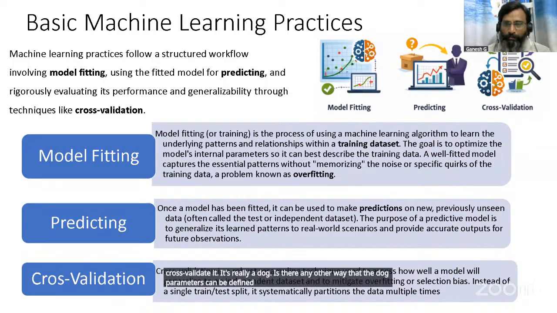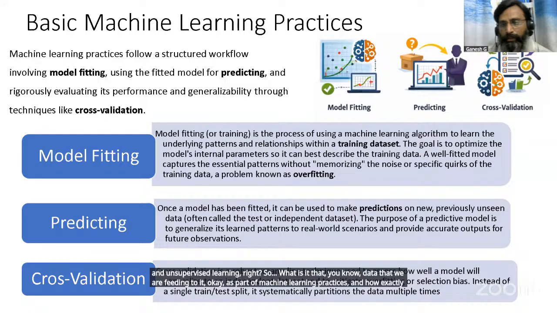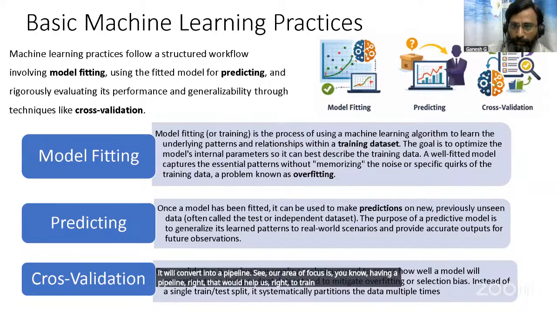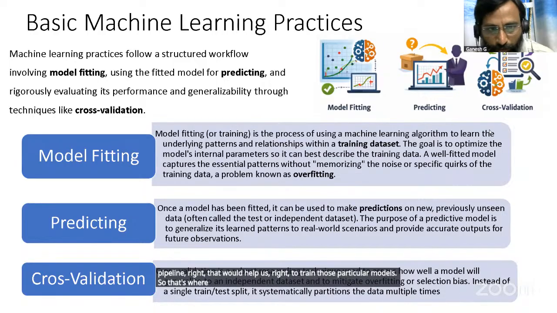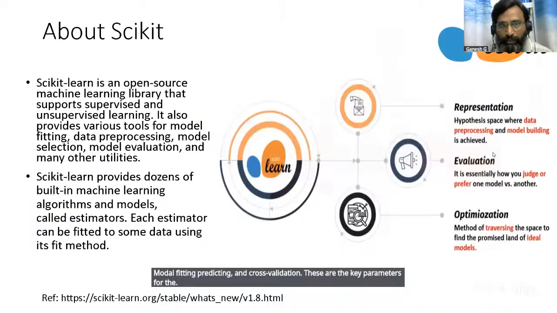Okay, so machine learning is always a continuous process. You are learning. There are two ways that we talk about: supervised and unsupervised learning, right? So what is the data that we are feeding to it as part of machine learning practices, and how exactly will it convert into a pipeline? Our area of focus is having a pipeline that would help us train those particular models. So that's exactly where the focus area would be. Model fitting, predicting, and cross validation are the key parameters for machine learning practices, right?